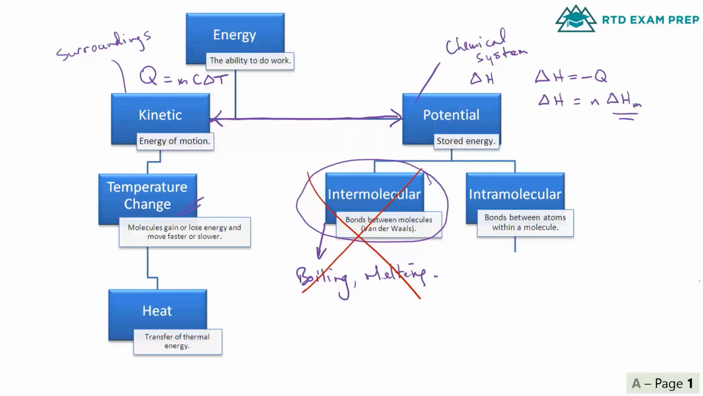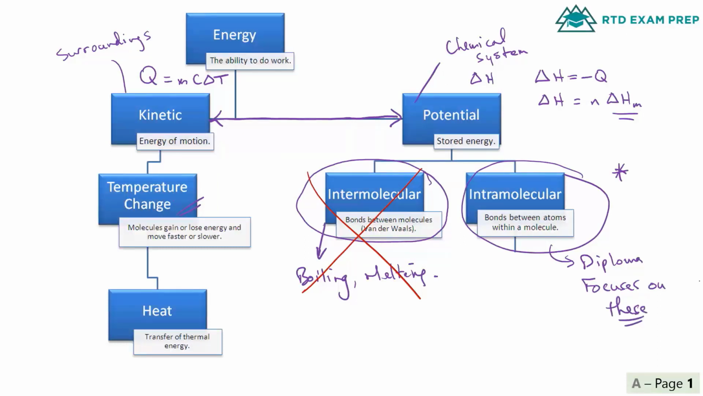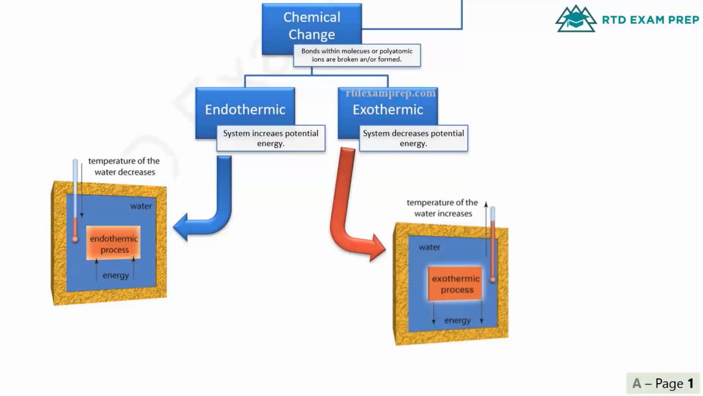Really, when we're talking about changes in potential energy, we're talking about intramolecular changes. So in fact, there's more focus over here on this side. This is what your diploma exam is going to be focused on. So with intramolecular changes and the potential energy changes associated with that comes chemical change. And it is these sorts of processes where we'll be looking at how the change of potential energy happens.